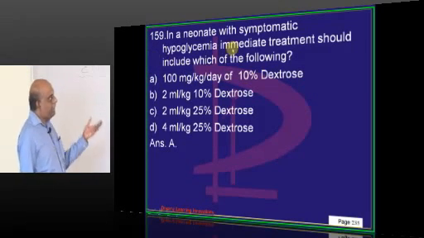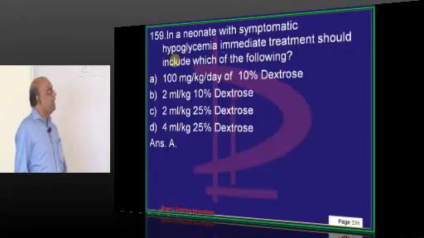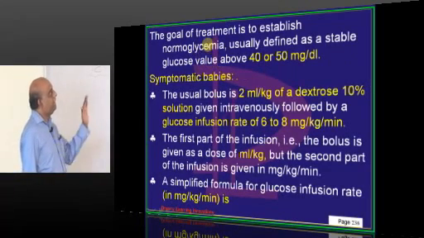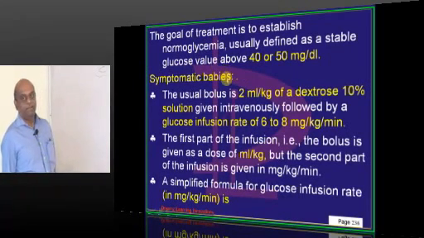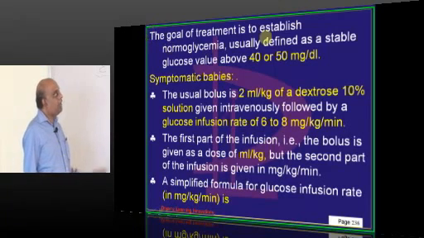Now there is hypoglycemia. What is the immediate treatment that you want to give? 100 mg per kg per day of 10% dextrose is considered to be the management of choice. When do you call it normoglycemia?